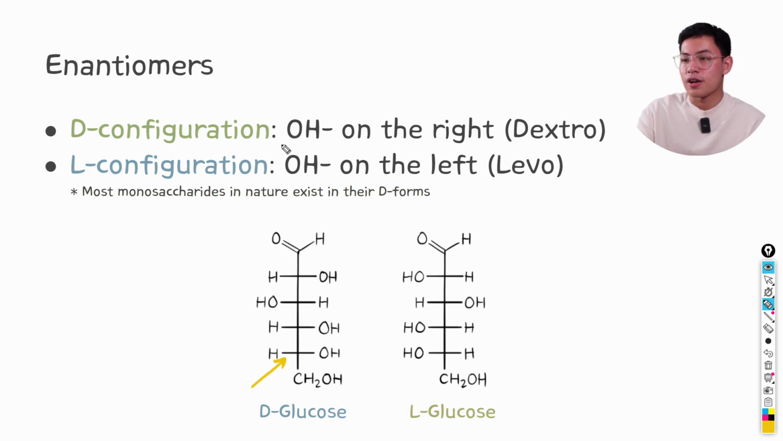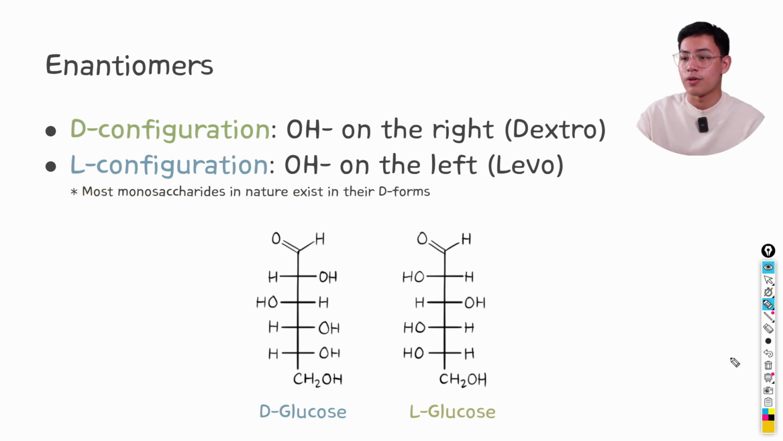If the penultimate carbon's OH group is on the right, a carbohydrate is said to have a D configuration. If the penultimate carbon's OH group is on the left, it's said to have an L configuration. If we look at D-glucose and L-glucose again, we see that the OH group of the second to the last carbon is on the right, hence it's D-glucose. And for L-glucose, the OH group is on the left.